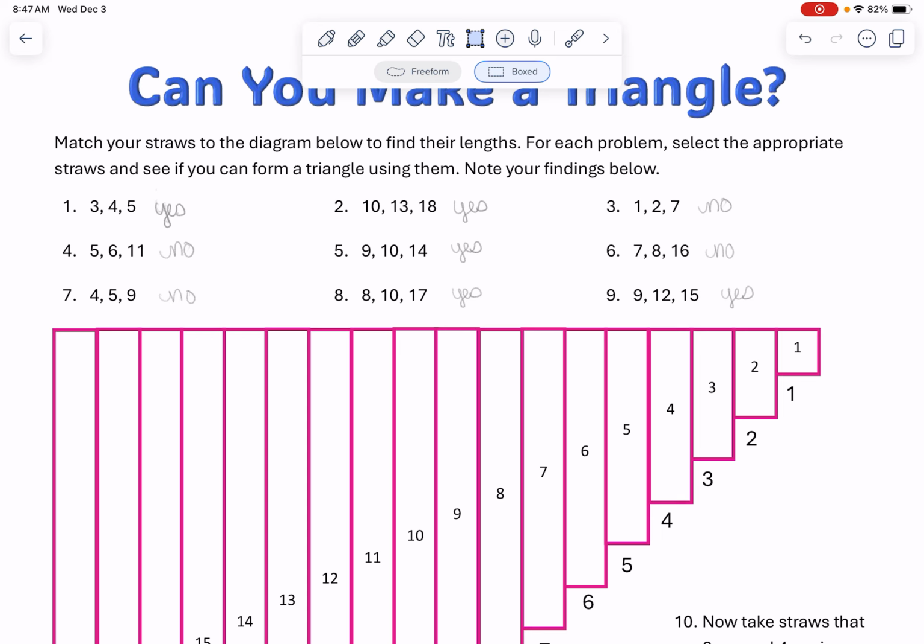And hopefully we're starting to see that when we have 5, 6, and 11, 5 plus 6 is exactly the same length as 11, so they fell flat on there. And that forced it not to happen. Same thing with 4, 5, and 9. 4 and 5 is exactly equal to 9, so they fell flat. But why didn't 7, 8, and 16 work? Well, 7, 8, and 15 wouldn't have worked because 7 plus 8 is 15, so it makes sense that it wouldn't work for 16 as well.